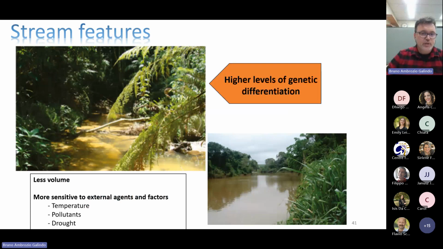But why could this happen? The first reason could be related to why streams have more genetic structure, more genetic differentiation, than rivers. The first reason could be because streams are less stable environments. They have less volume, so they are more prone to temperature oscillations, pollutants, and drought periods. So these are less stable environments.